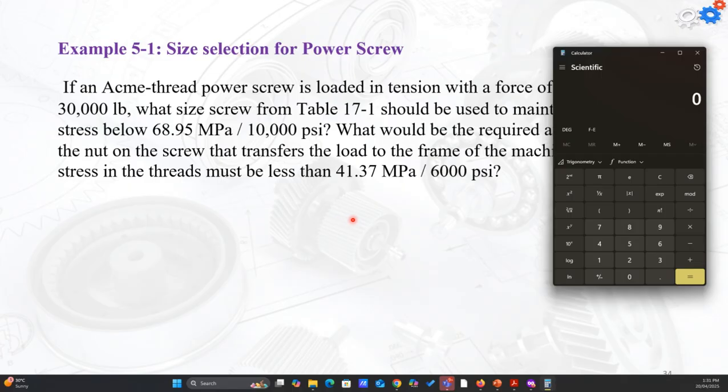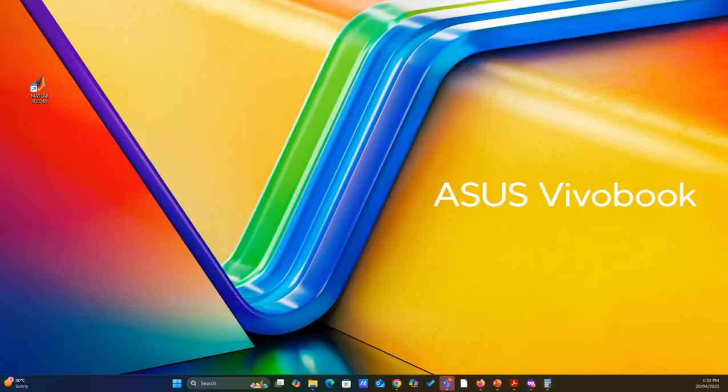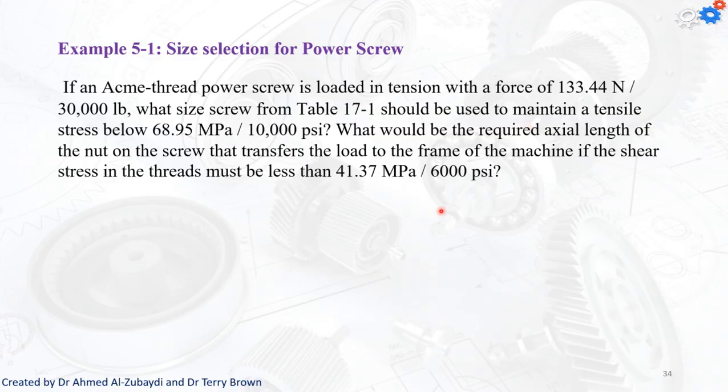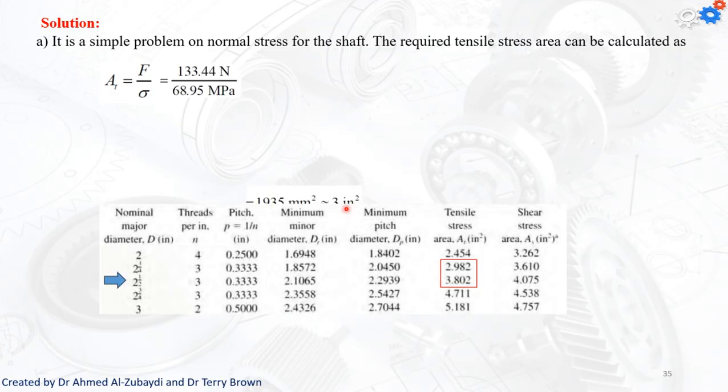So we need to know first what is the load. The load was 30,000 pounds, so I have 30,000 pounds divided by the 10,000 pounds per square inch. And this will give me 3 inches square. So now I know the area is 3 inches square. That's in case you would like to do it using the imperial units. It shouldn't be something hard to do. So now I got the area to be 3 square inches.